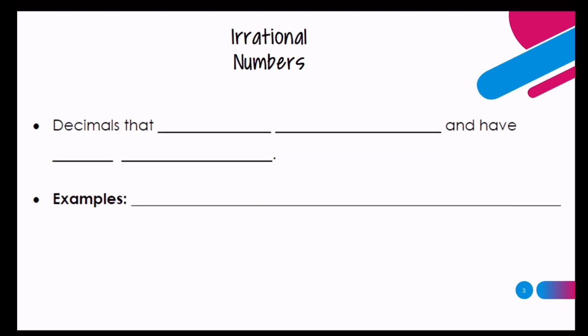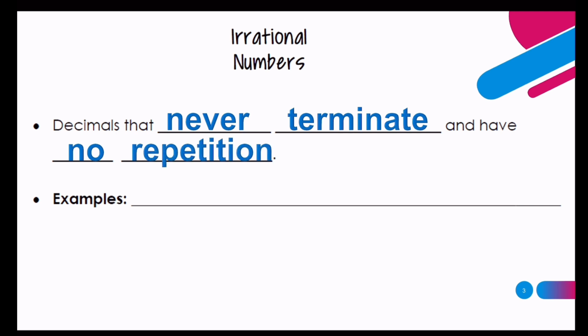So let's classify each type. We said real numbers are rational and irrational, and I emphasize irrational. You'll hear some teachers say irrational. I like to say irrational, even though it's an I, so that you understand the difference. So what are irrational numbers? Well, they're decimals that never terminate, meaning they go on forever and they have no repetition. So like 0.12678912743, and they're going to keep going on.